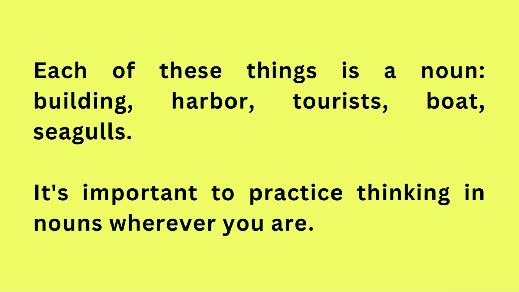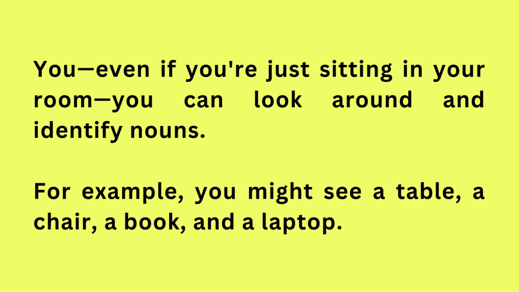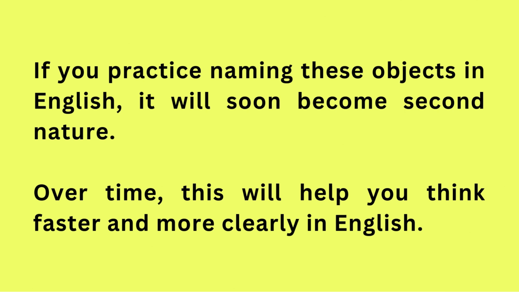It's important to practice thinking in nouns wherever you are. If you're at a market in Delhi, India, you might see fruits, vegetables, spices, and vendors. These are all nouns that describe the objects and people around you. Even if you're just sitting in your room, you can look around and identify nouns. For example, you might see a table, a chair, a book, and a laptop. Another great way to practice thinking in nouns is to describe what you're carrying with you. What's in your bag? Maybe you have a phone, some keys, and a wallet. If you practice naming these objects in English, it will soon become second nature. Over time, this will help you think faster and more clearly in English.